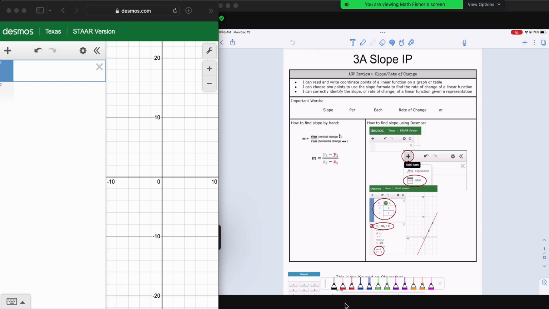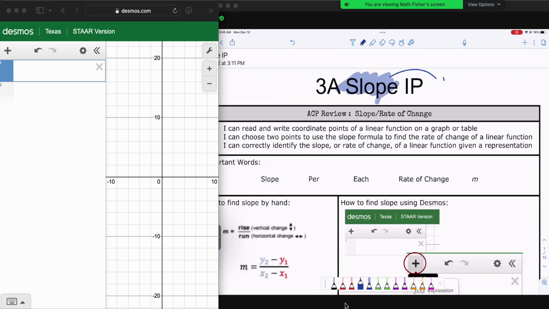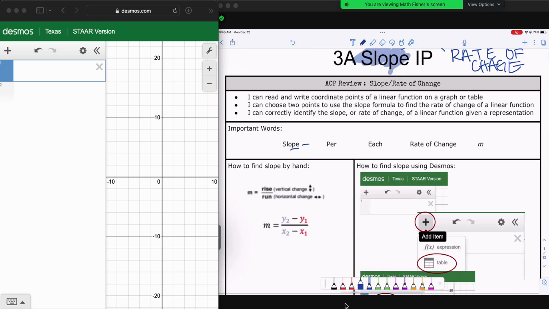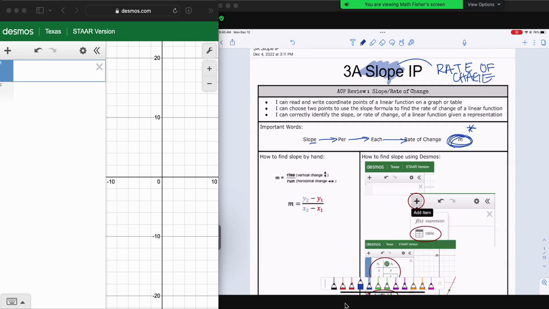Today we're going to be learning about slope. Remember, the other important word for slope is rate of change. They all mean the same thing. So when you see slope, you should think per, each, rate of change, and m. M is the biggest thing, m. Rate of change and m.